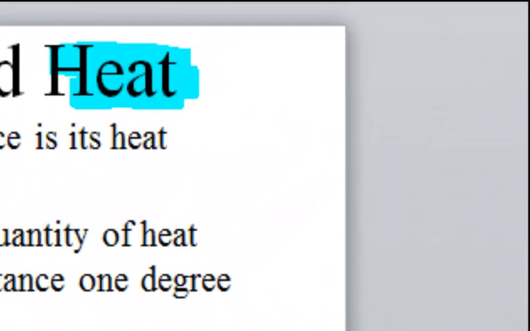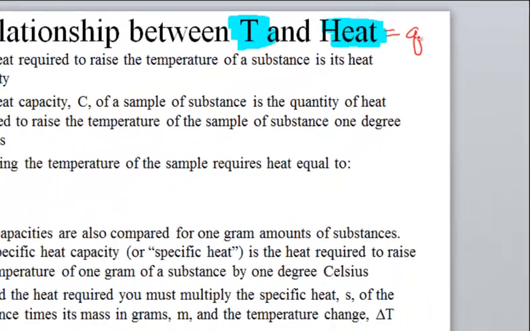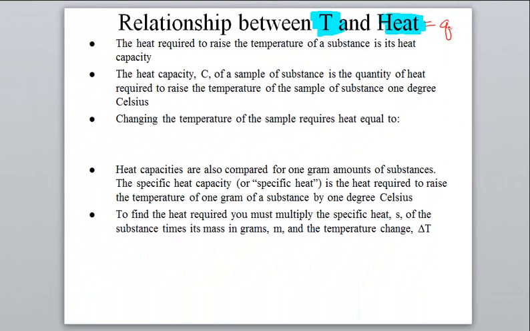Heat is often given a letter abbreviation, and the letter is Q. Sometimes it's uppercase Q, sometimes it's lowercase q. In this class, for the textbook that we're using, heat will be designated by lowercase q. So, how do you get heat and how's that related to temperature? And let me give an analogy.